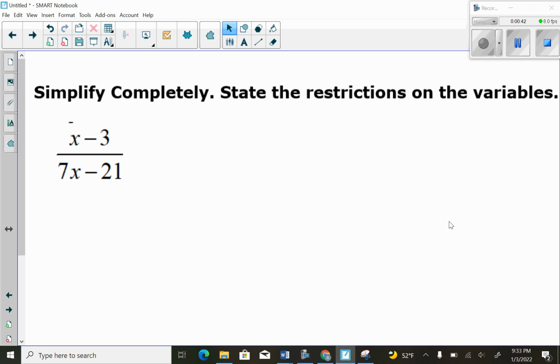So here is our first example. We want to simplify it completely and state the restrictions on the domain. So first, to simplify completely, we want to factor. Look at our numerator, x minus 3. We can't factor that any further. 7x minus 21, we can take out a GCF. So we have x minus 3 staying the same over factoring out a 7. So we're left with x minus 3.